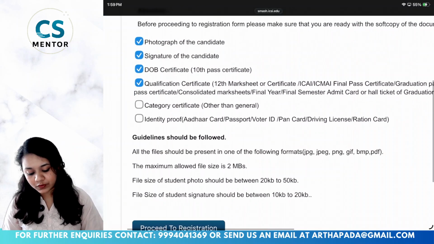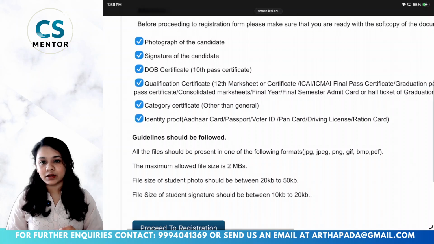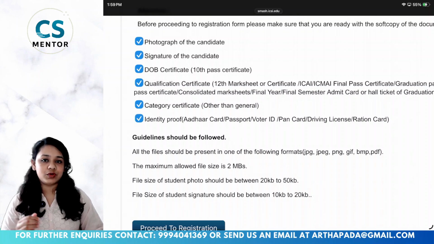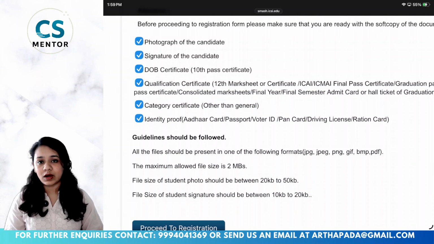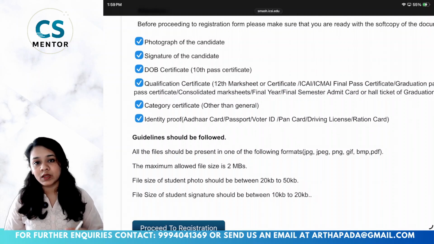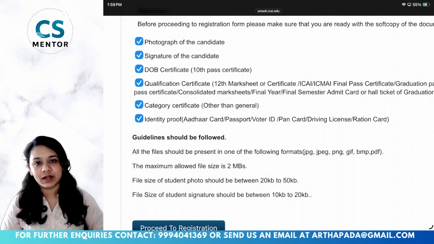Apart from this, you need to have your category certificate as well as an identity proof. Now, even though they're saying that you need to have any one, a PAN card or Aadhaar card, it's better to have both of them. If you don't have a PAN card, make sure to have your Aadhaar card and at least your driving license.